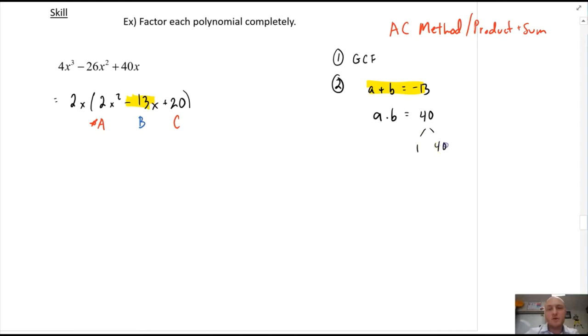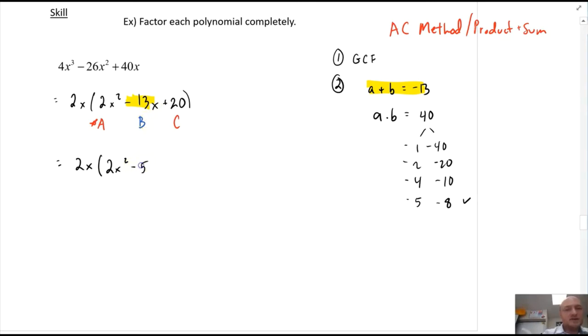Okay, so what factors of 40 give us -13? I can go ahead and list 1 and 40, 2 and 20, 4 and 10, and 5 and 8. Okay, and since our b value is negative, all of these have to be negative. Okay, and that's going to be -5 and -8. So I'll go ahead and rewrite this. 2x squared, and I have to rewrite my 13x. So I'll say minus 5x minus 8x plus 20.